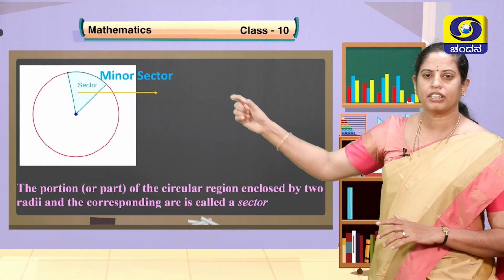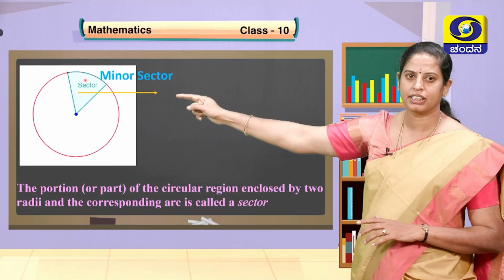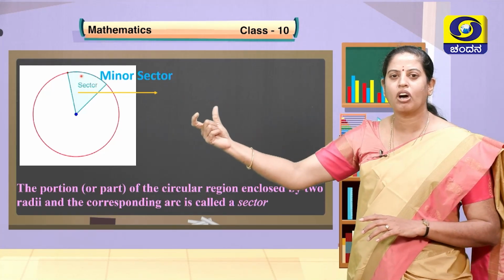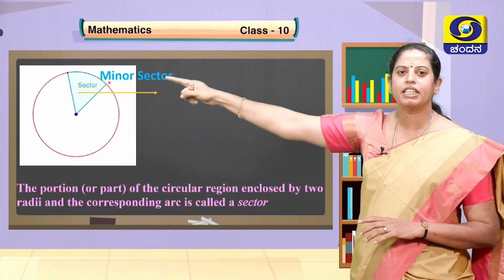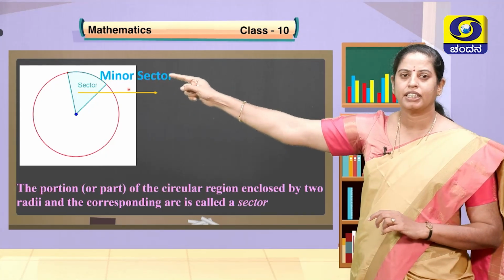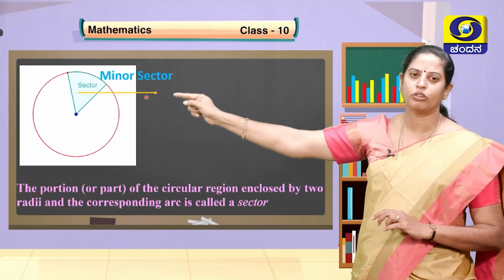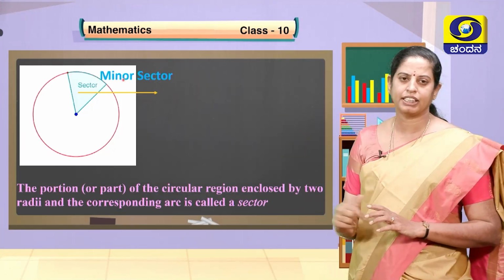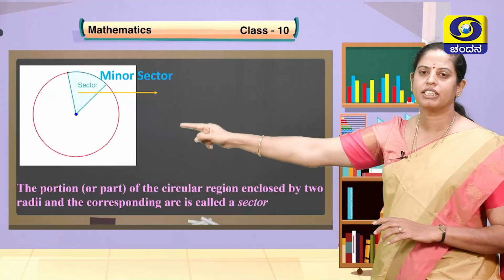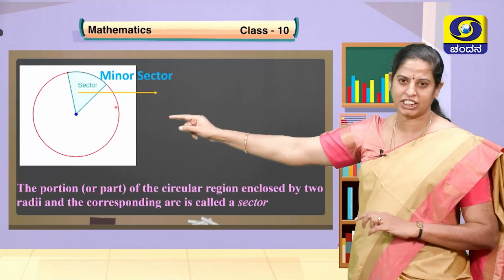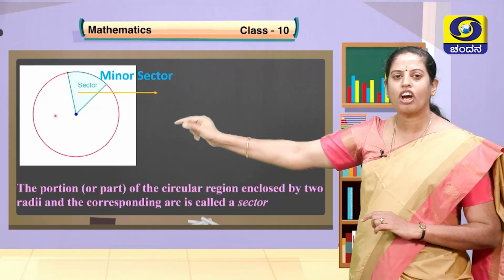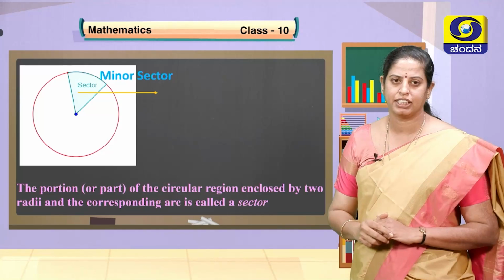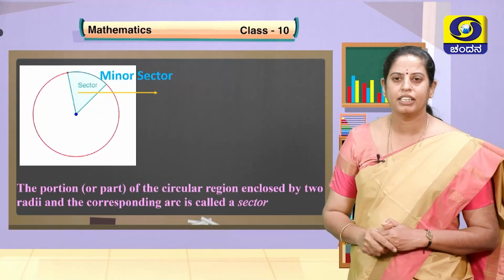If the shaded portion is bounded by two radii and minor arc, if the length of the arc is smaller when compared to the other part, it is called as minor arc. The portion of the circle bounded by two radii and the minor arc is minor sector, and the portion of the circle which is not shaded, which is in white color, is called as major sector. It is bounded by two radii and major arc.